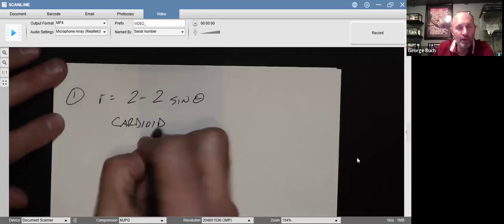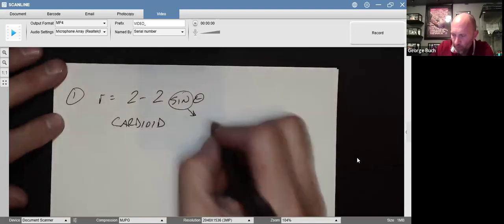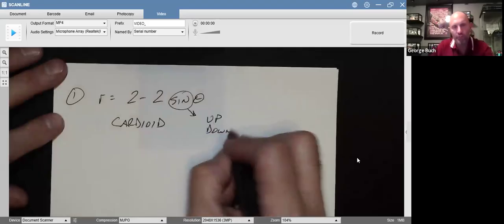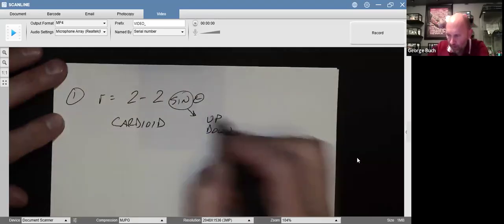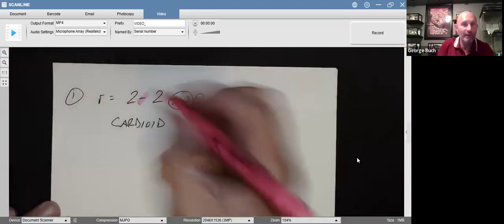And so then I need to identify, is this thing pointing up, down, left, right? Because of sine, this means it's either pointing up or down. And then because of the minus sign between them, that means this is a cardioid pointing down.